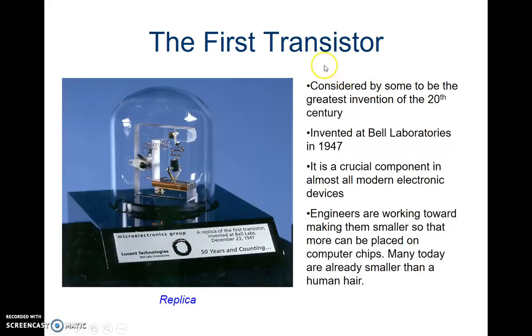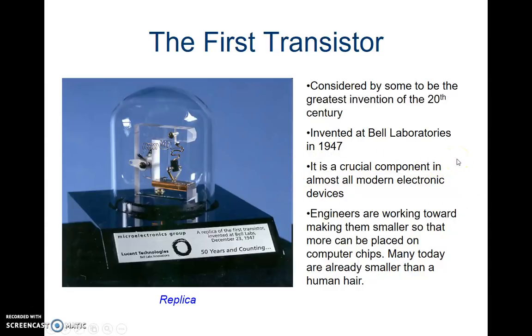So what did the first one look like? Well, right here in this picture. Big, bulky, definitely not something you'd have in your cell phone today. It was considered, however, by some to be the greatest invention of the 20th century. It was invented by Bell Laboratories in 1947. It's a crucial component in almost all modern electronic devices. Of the things on this page, this is the one I want you to write down. Okay? It is in almost all modern electronic devices.